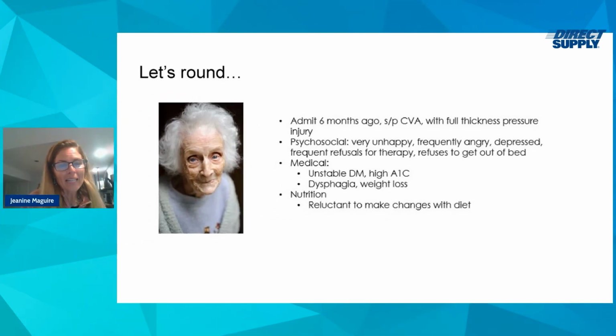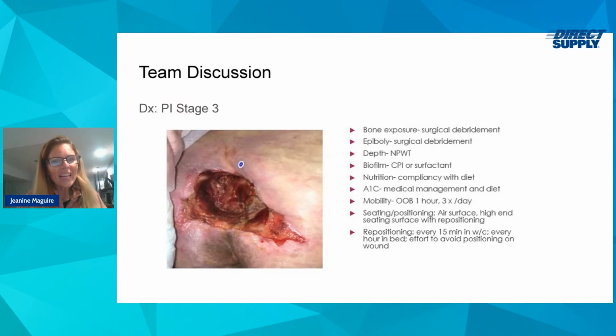And this little lady had a very, very large wound, and the family was very upset with the center. The center was very upset because they couldn't get this individual to comply. They wanted me to come in and talk to her to get her to comply with the plan of care. With this individual's wound, she had bone exposure, rolled edges, epibole, significant depth, and issues with bioburden for sure. Her A1C was not good. Her mobility was very poor.